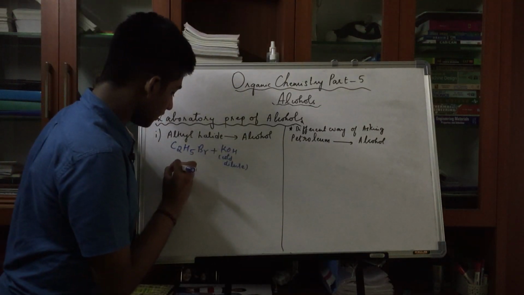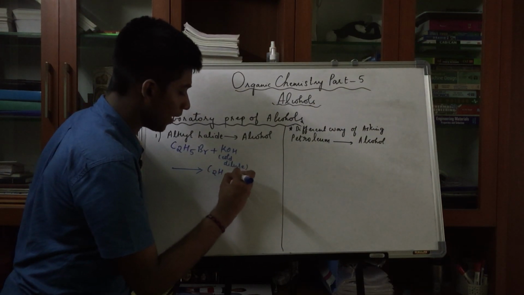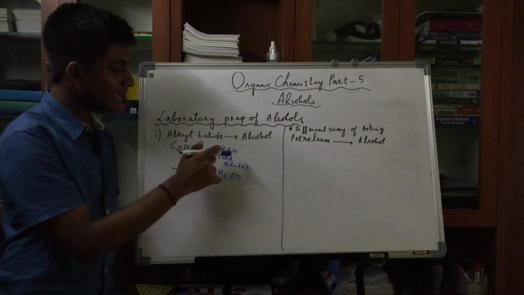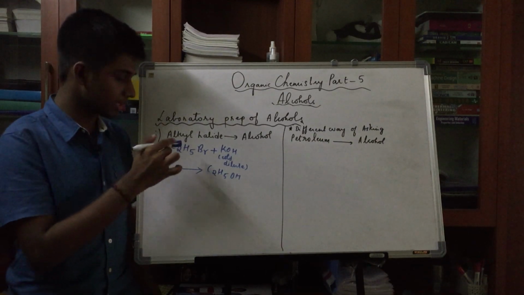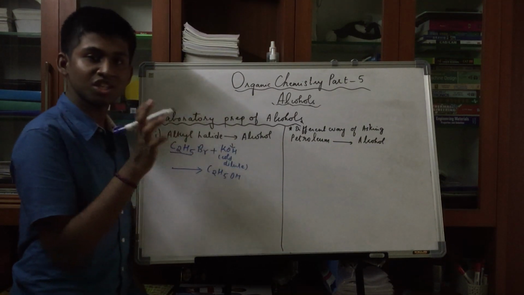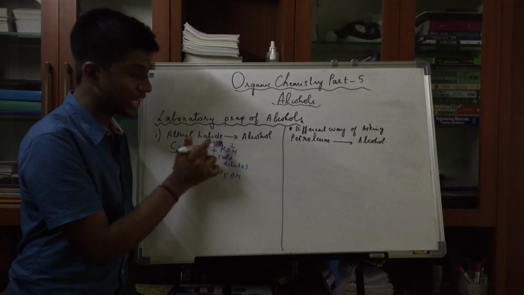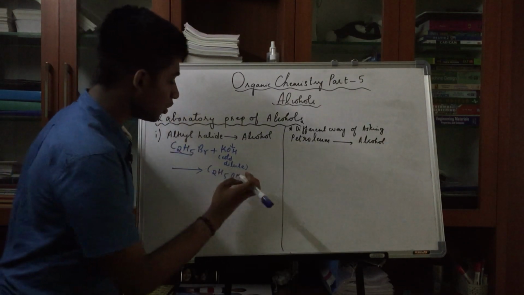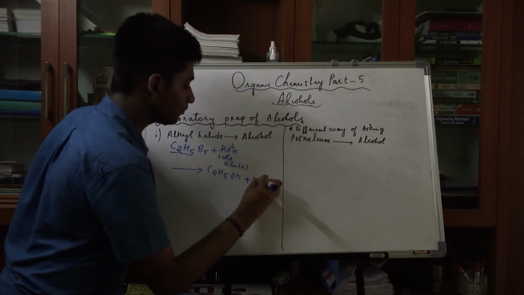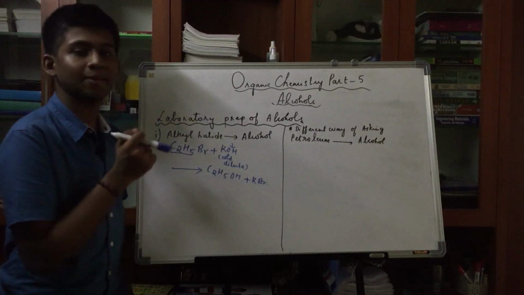So on treating, you will get C2H5OH. On carrying out this reaction with cold dilute KOH and the alkyl halide, you will get C2H5 and then this OH, which is the hydroxyl group, and the Br is left in this compound and the potassium is left in this compound. So you will write plus KBr. This is the most simple way in which they can question you, which is the laboratory preparation.